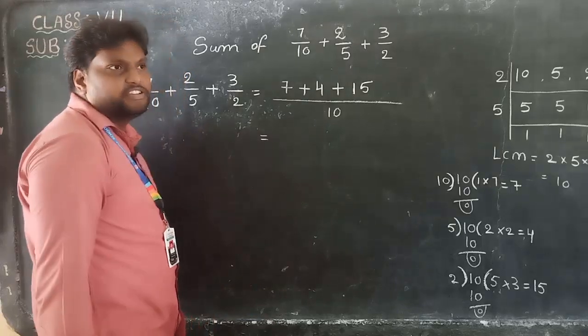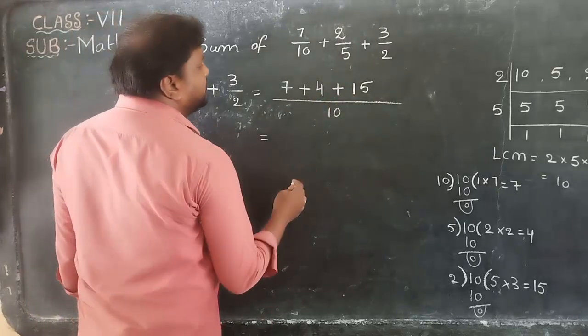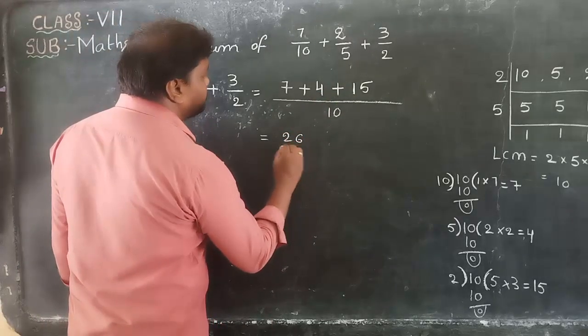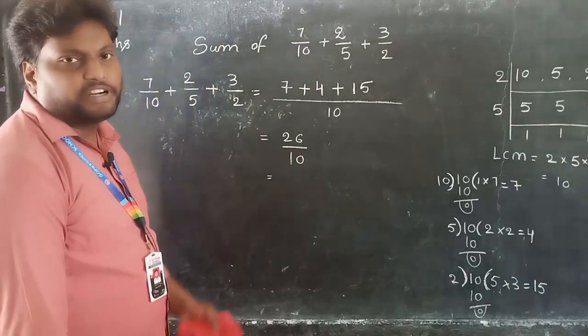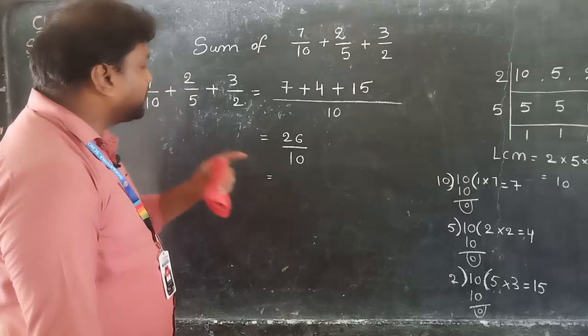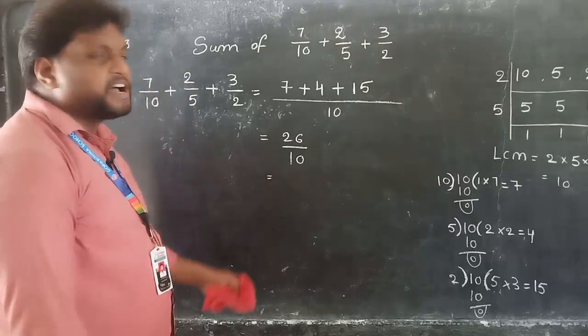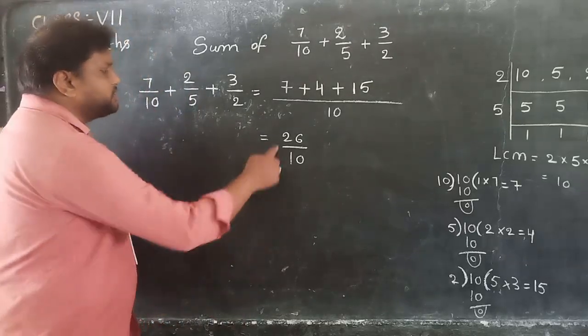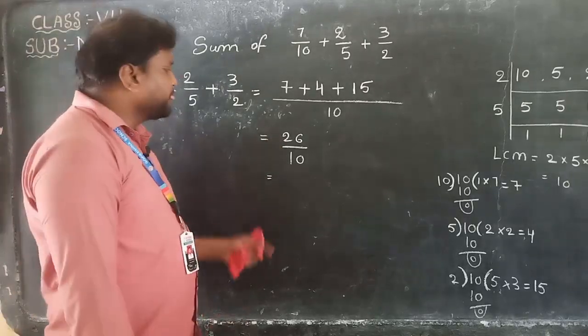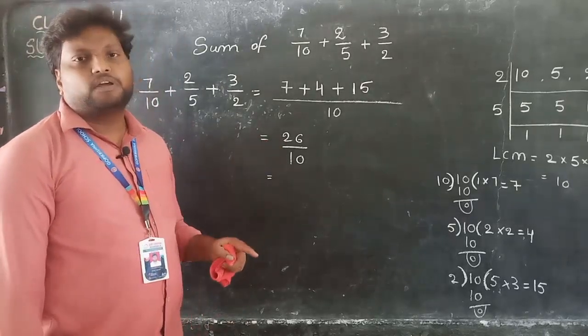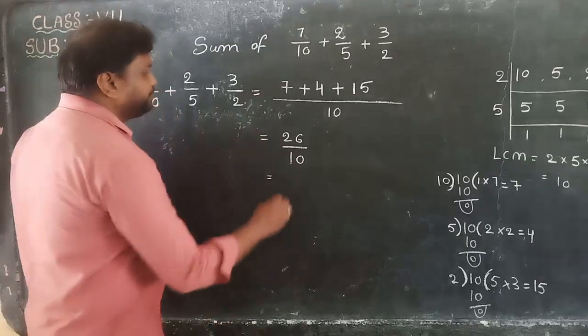7 plus 4 is 11. 11 plus 15 means 26. 26 by 10. 26 by 10 again should be converted into a mixed fraction, because this is an improper fraction. But first of all, cancellation is possible. Why? Because 26 is an even number and 10 is also an even number. Each and every even number can be cancelled with 2.